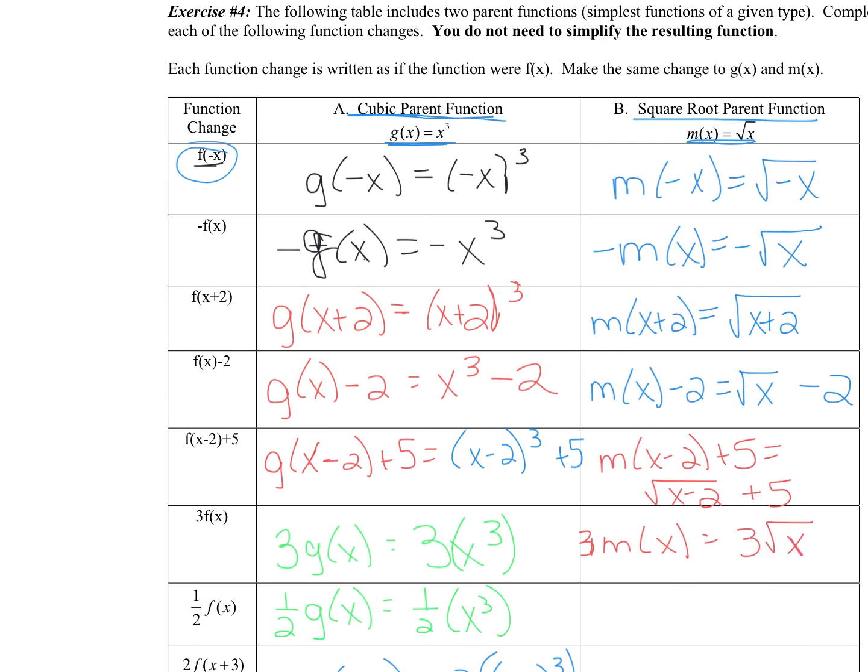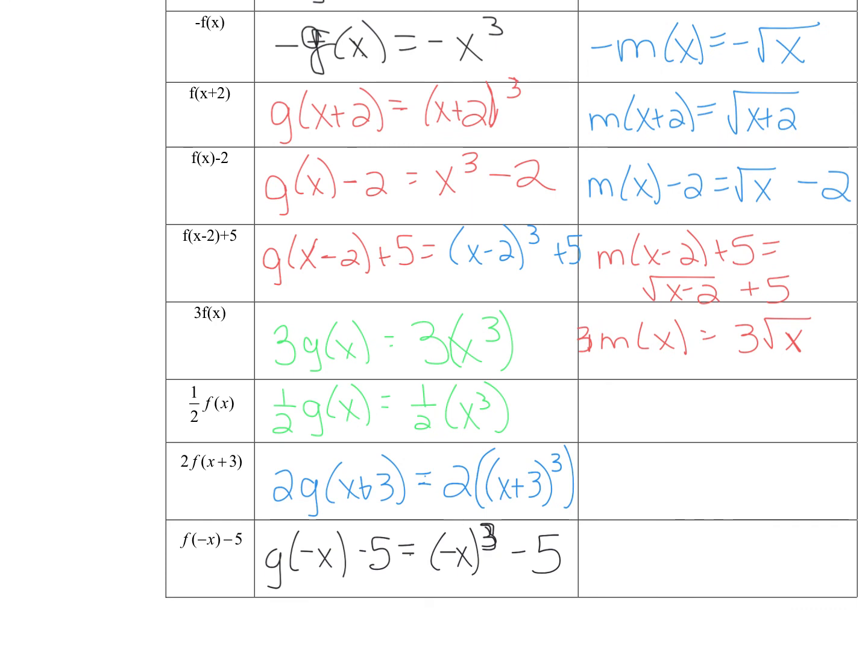You can put these in parentheses. It doesn't really make a difference in terms of putting the square root in parentheses. And the last few, the next one is very similar. We have 1/2 m of x, which is 1/2 of the square root of x, 2 m of x plus 3. So the 2's in the front. And then we have the square root of x plus 3.